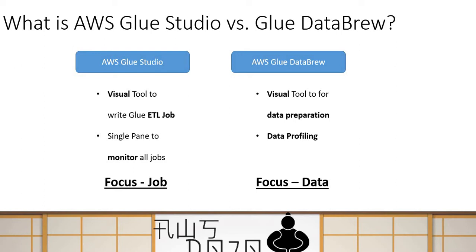And when I go into some of the specific features of these, you will realize slowly that Glue Studio is more job focused. So if I want to write an ETL job, I should be using Glue Studio. But if I just want to transform my data, prepare my data for analysis or machine learning purposes, then I should be using DataBrew. So let's try to build this narrative a bit more with more facts, with more features.